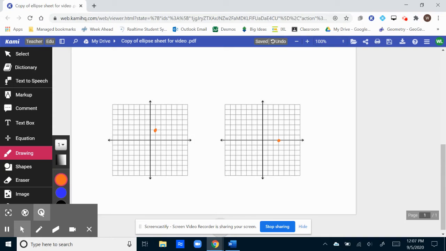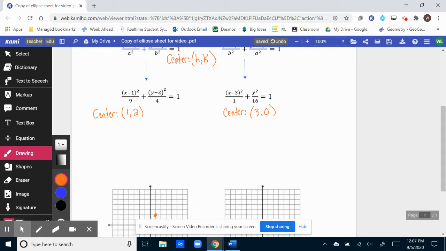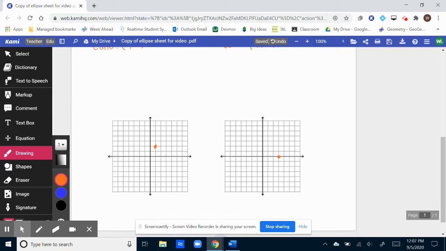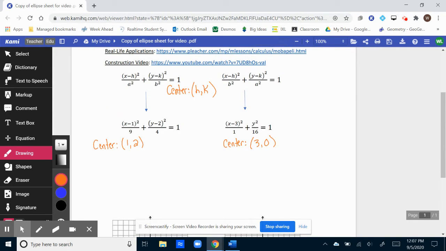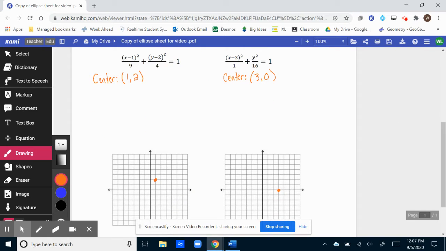Now going down to your graphs, you're going to plot those. Your center point is where you start when you're graphing. You'll notice I'm color coding things here to try and keep it organized so you guys can make connections between where I'm getting these things from the equation and what that translates to on the graph. In orange, you'll see that's the center, 1, 2, and 3, 0.